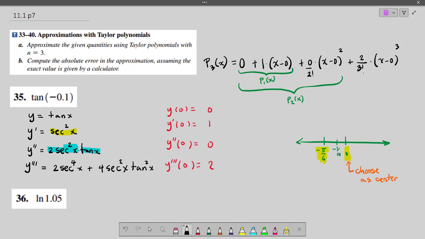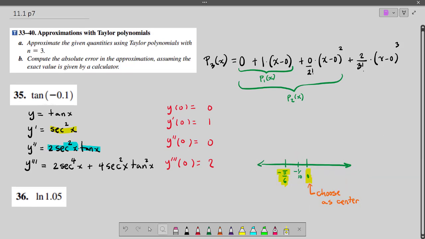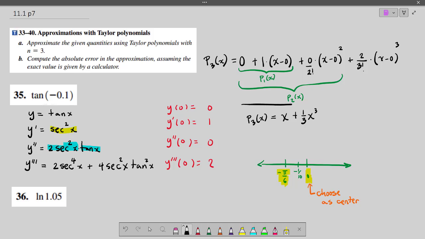In this case, it makes sense to simplify it. We have to evaluate it at that center point, or at that approximation point. So let's simplify this one down. So p sub 3 of x, when we simplify it, that's 0. This is really just x. That's 0. This is really just 1/3, canceling a 2. And then we have our power of x, which is x cubed. So this is our third order Taylor polynomial. That's the best cubic approximation to the tangent function near 0.